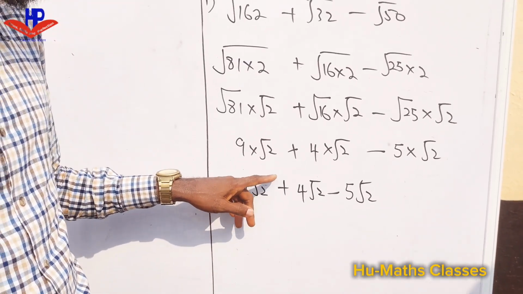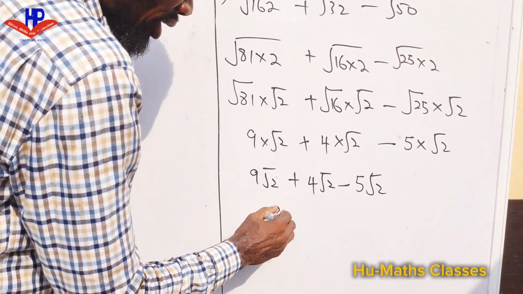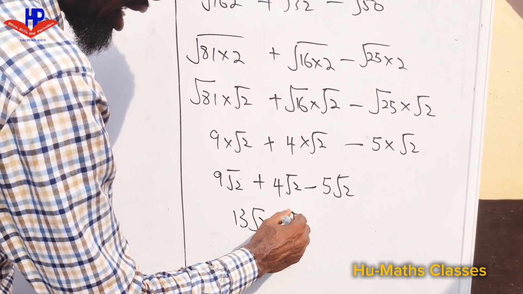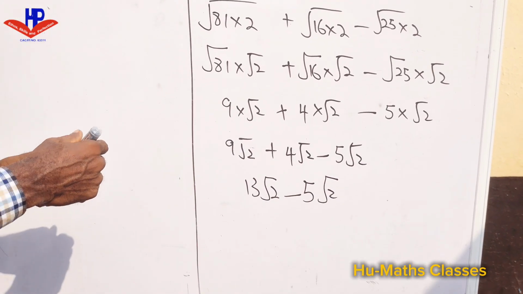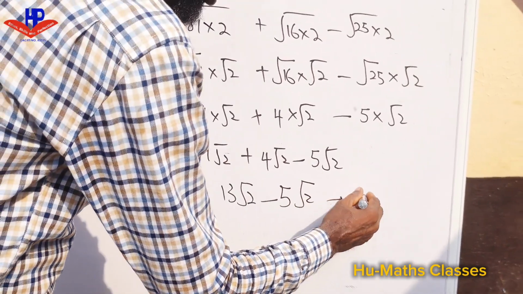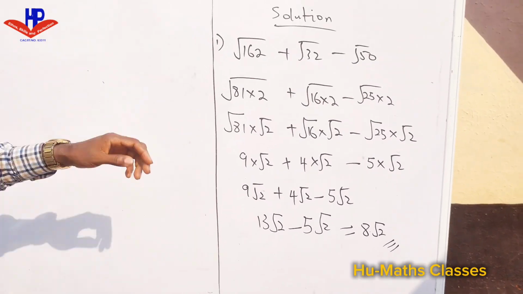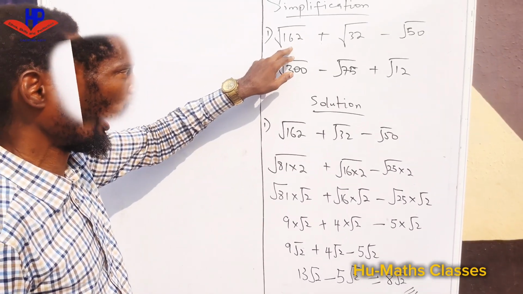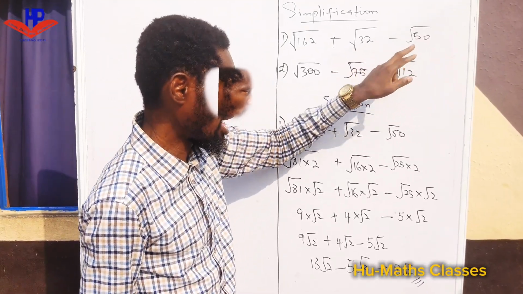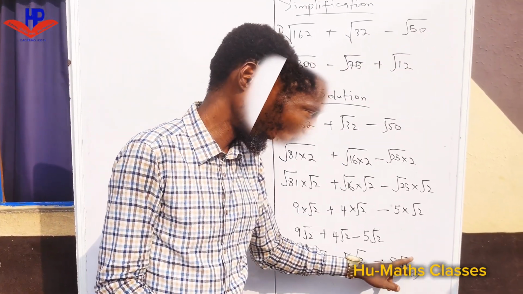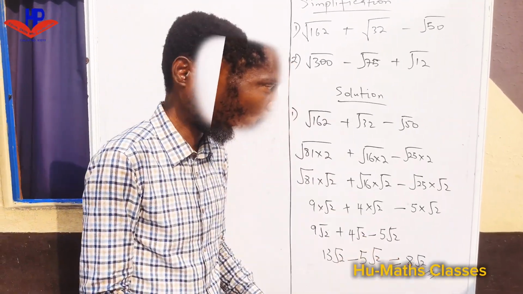So 9 root 2 plus 4 root 2 will give us 13 root 2. Then 13 root 2 minus 5 root 2, we can now subtract. Our answer will be 8 root 2. That will be the final answer. So if we simplify root 162 plus root 32 minus root 50, our answer should be 8 root 2. So carefully follow the lessons, and now we arrive at 8 root 2.